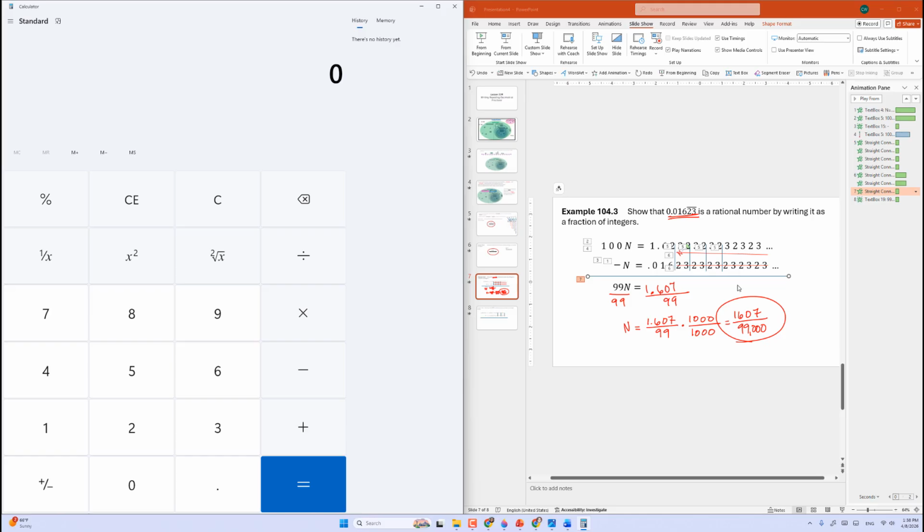And that is an integral fraction that equals 0.01623232323 and so on. You can see if you punch that into the calculator, 1607 divided by 99,000, it does actually equal 0.01623 repeating. So we have proven that 0.016232323 repeating is rational. It can be written as a fraction.